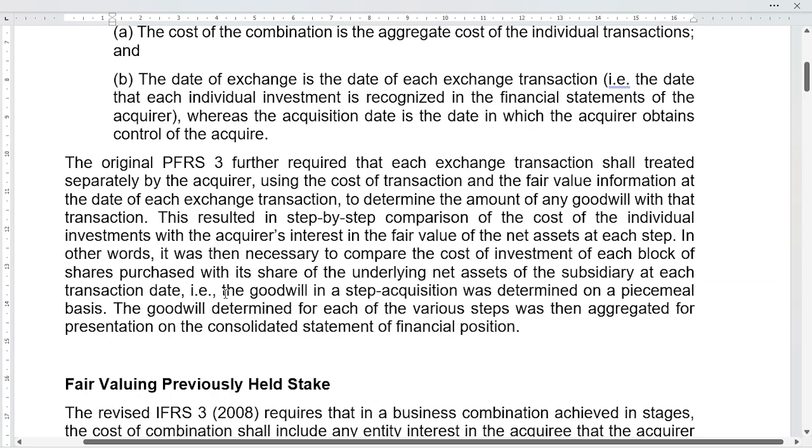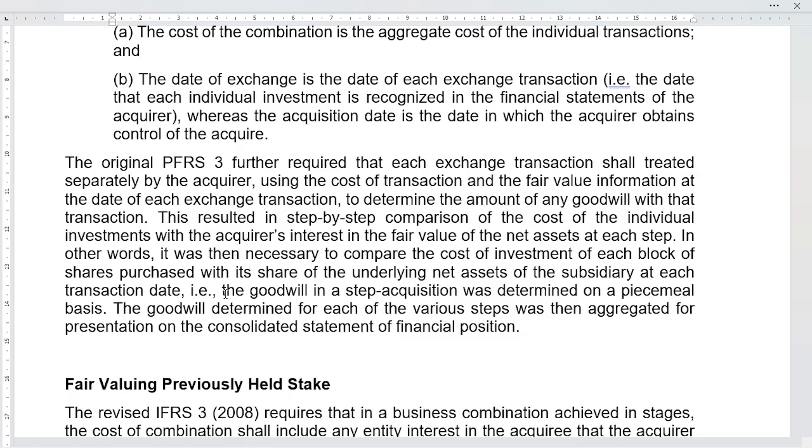This is the goodwill in a step acquisition, determined on a piecemeal basis. The goodwill determined for each of the various steps was then aggregated for the presentation of the consolidated statement of financial position.